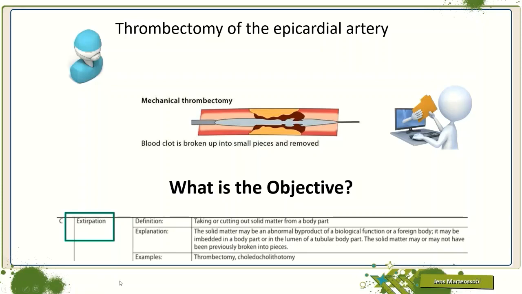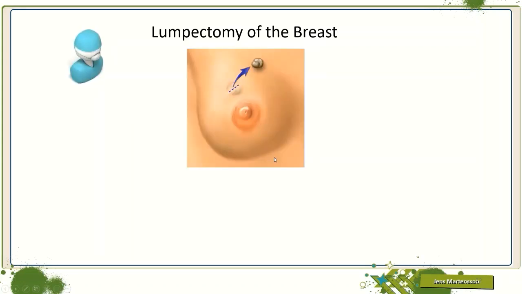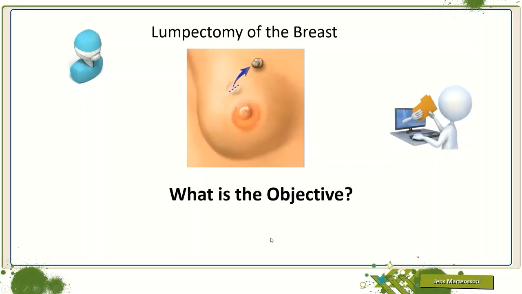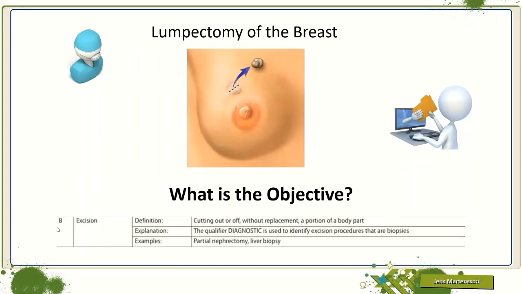All right, ready for another one? Lumpectomy of the breast. The physician carried out the lumpectomy of the breast, gave the procedure to the coder, and the coder answered the question, what is the objective of the procedure? Okay, we have several responses coming through. All right, good job, everyone. Good job. All right, here we go. The answer is B, excision.